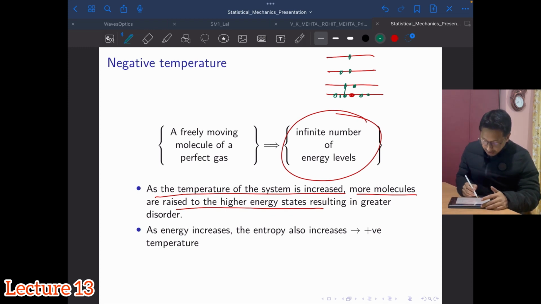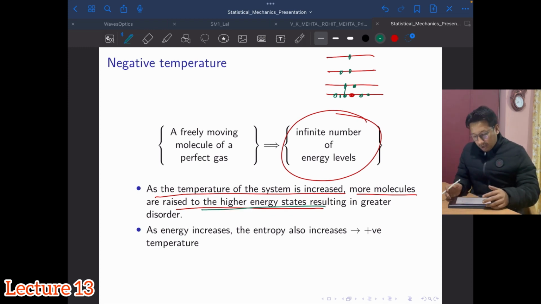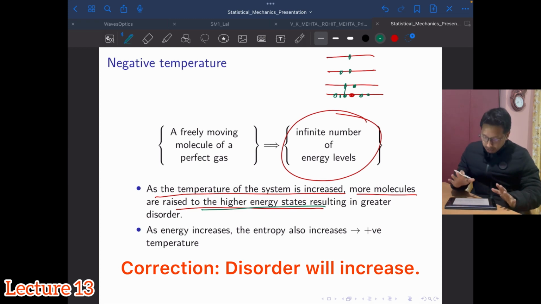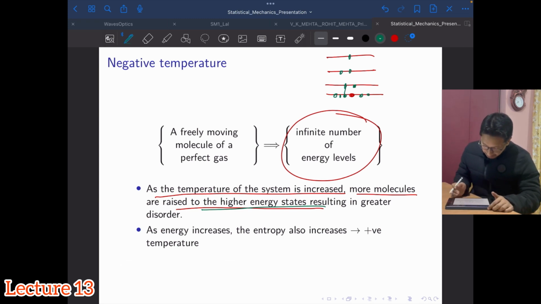So that's what it is said. If we increase the temperature, more and more molecules or atoms present in the ground state will slowly go to the higher energy state, and then the disorder will increase. So that's what typically happens, which we are accustomed to in our basic thermodynamics.